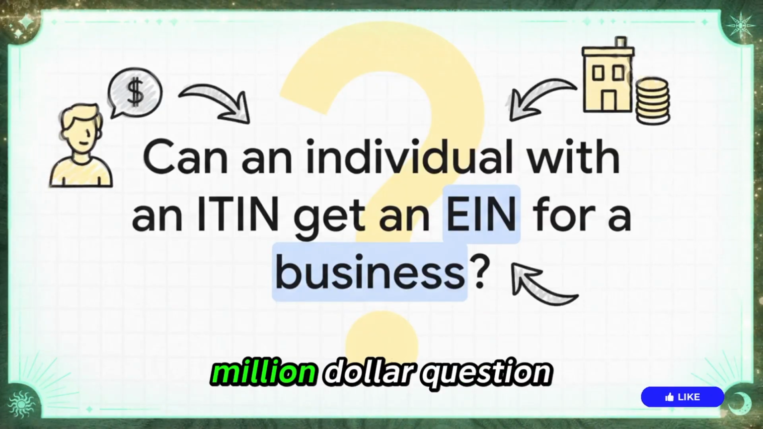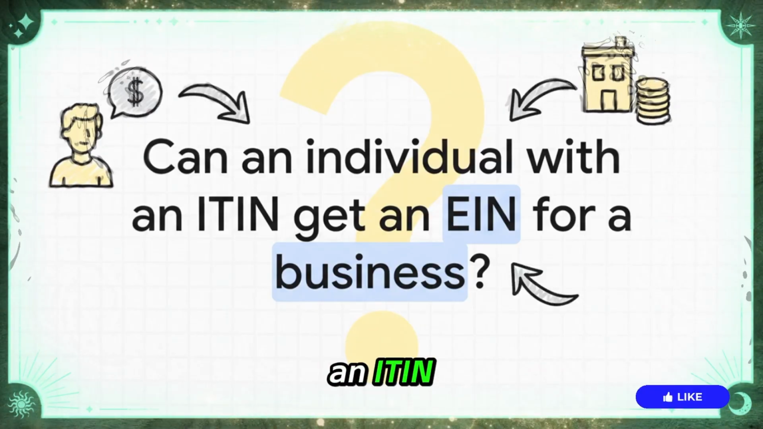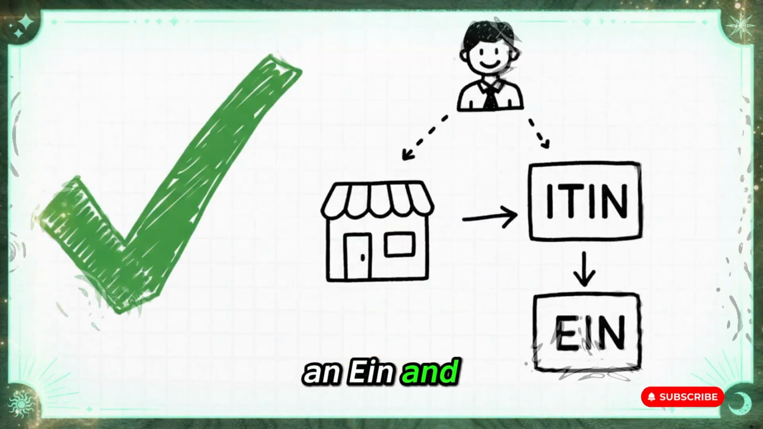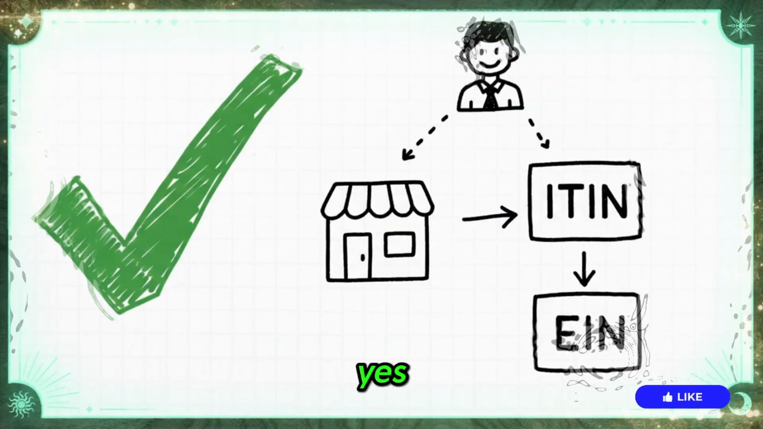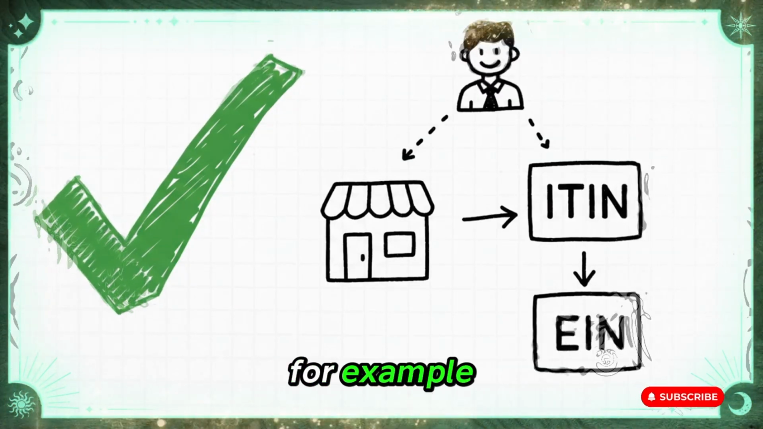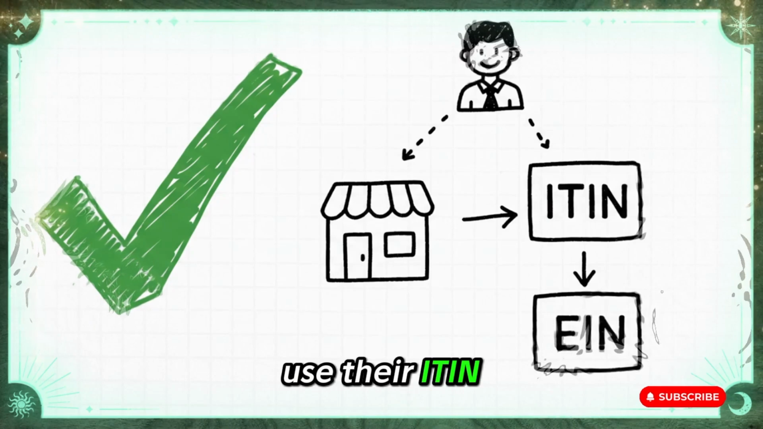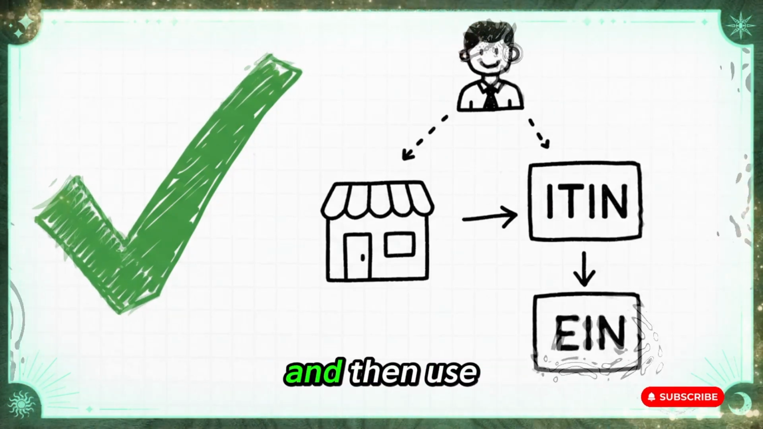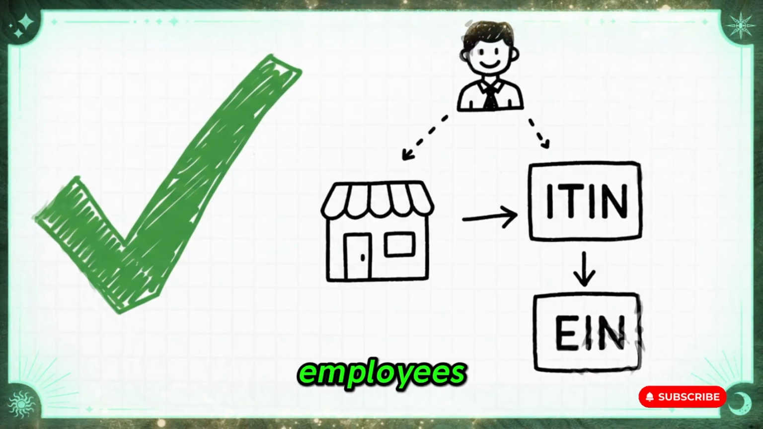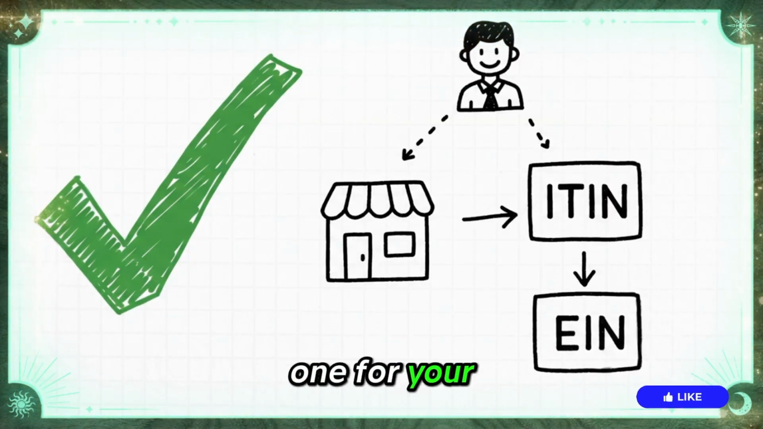And that brings us to the million-dollar question that ties these two worlds together. If your personal tax ID is an ITIN, are you still able to get a business tax ID, an EIN? And the answer is a big, clear yes. The IRS system is specifically designed to handle this. For example, a foreign individual running a business here as a sole proprietor would use their ITIN for their personal income tax return, and then use their EIN for all the business stuff, like payroll taxes if they have employees. The two numbers serve two distinct roles, one for you, the person, and one for your business.